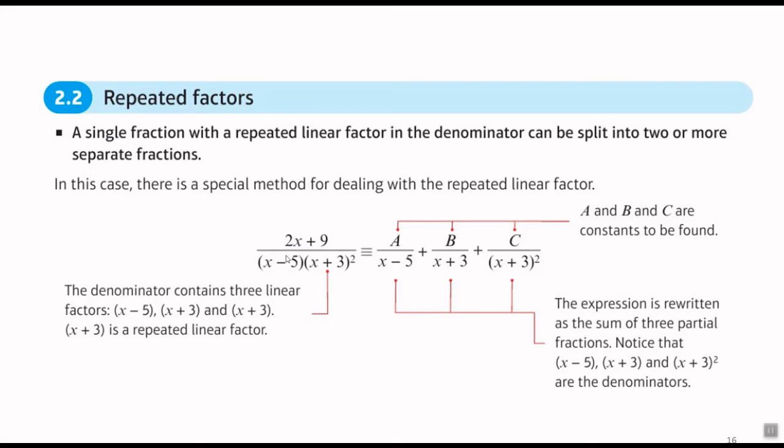The denominator contains 3 linear factors. First one, x minus 5. Second one, x minus 5. Third one, again x minus. So x minus 5, x plus 3, x plus 3. So you can have 3 linear factors.